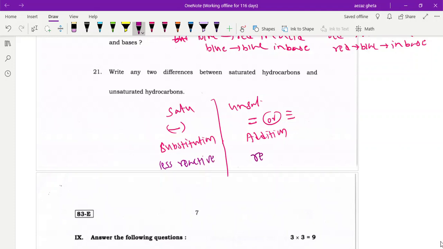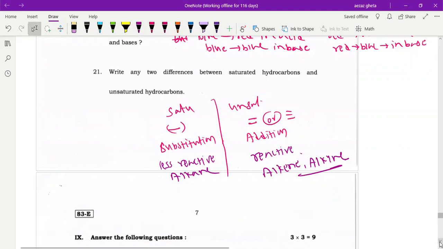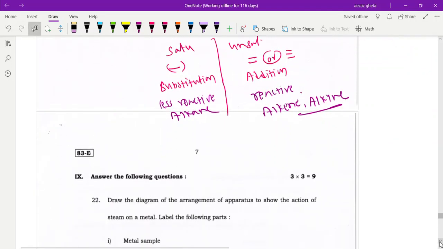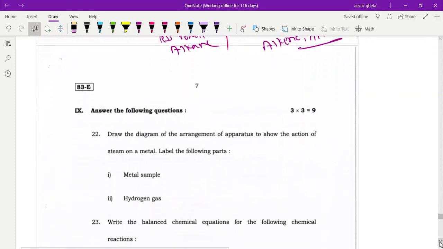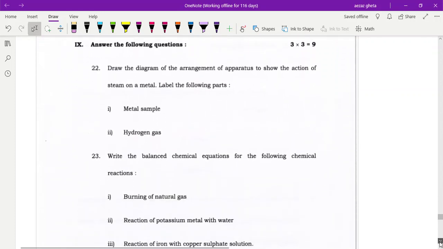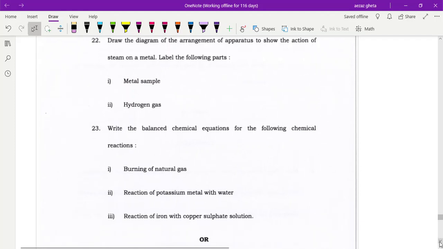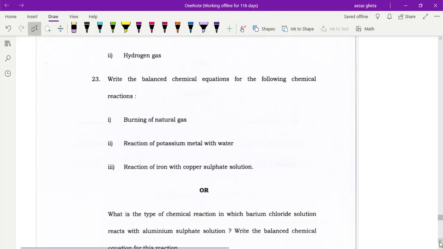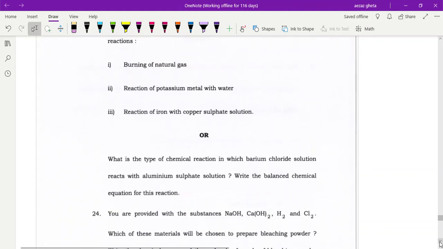Unsaturated hydrocarbons are reactive. They include alkane, alkene, alkyne, like that. Okay. Got it. We gave you 4 points. You can write any two. This is a 3 mark question. You can try. However, we'll come with the solution in another video. We are discussing 1 mark and 2 mark questions.